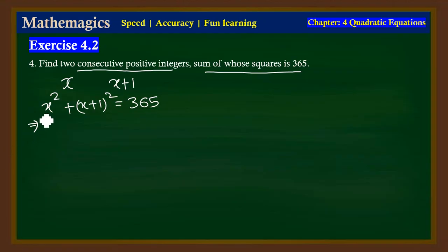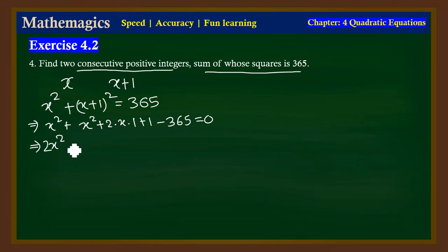So we are going to find the solution. x square plus (a plus b) whole square is equal to a square plus 2ab plus b square, here that is 1 only, and this 365 will come to the LHS, that becomes minus 365 is equal to 0. The next part is x square and x square become 2x square, then 2 into x into 1 becomes 2x, and 1 minus 365 becomes minus 364 is equal to 0.